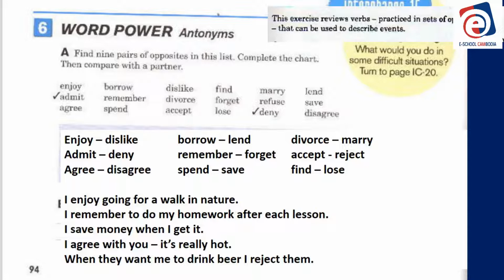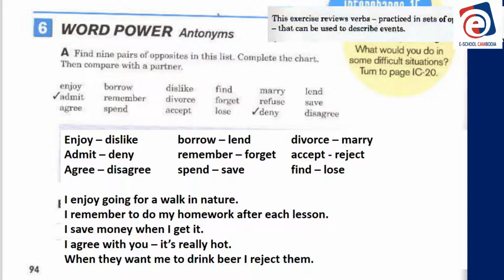Of course, remember, forget, spend, save. Spend money. Some people spend money, some people save money. Divorce, marry, accept, reject, find, and lose. All right? And so I want you to write 5 sentences using one of these words.